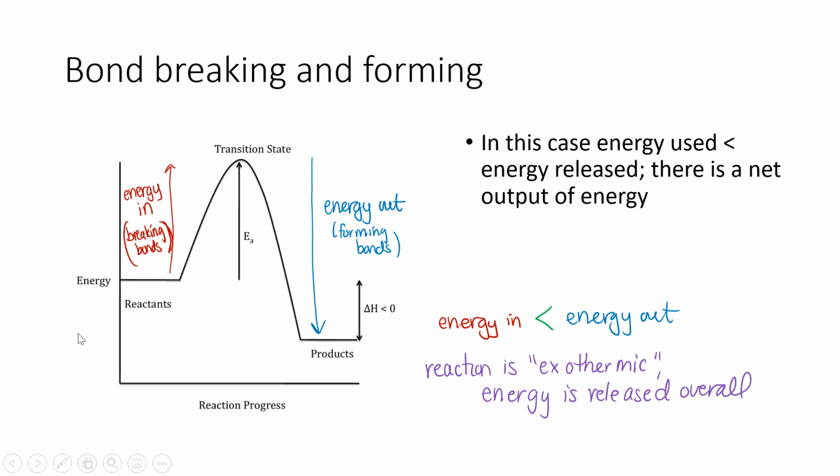Here's another example where, again, we always go up and then down, but in this case, the energy in is smaller than the energy out. So there's a net loss in energy. We'd say that the delta H for this reaction is negative, and we say that it is exothermic. So energy is being released overall. So there's a net release of energy.